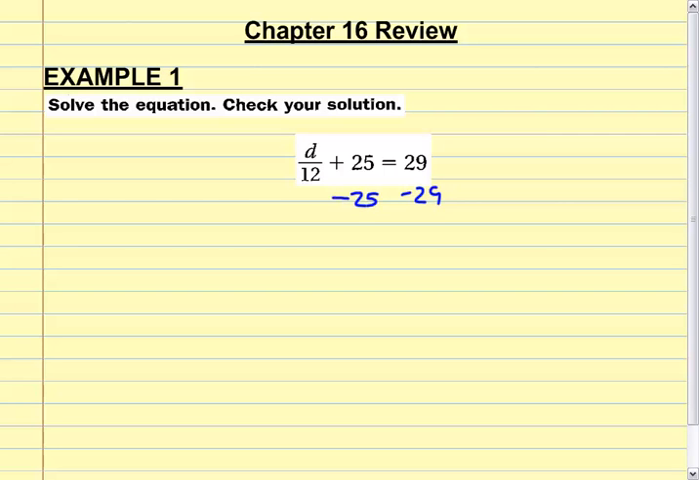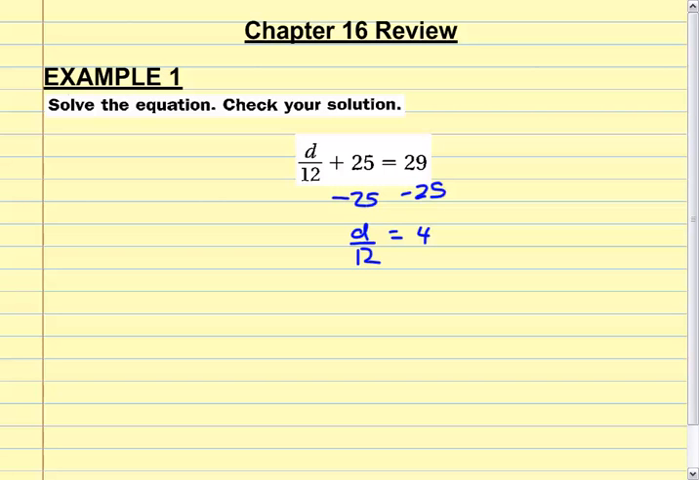I said 25. Did he say 25? I think he said 29. He meant 25, but I think he said 29. All right. Now, Daniel, go ahead and tell us what we get. 4. We get 4 on the right side. What do I have on the left side now? D over 12.